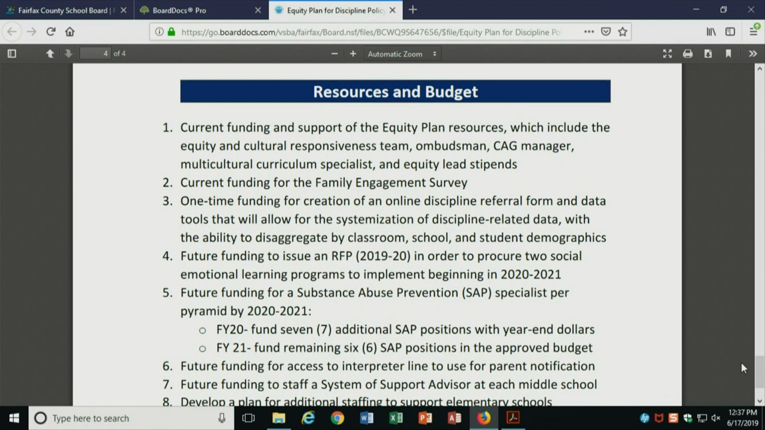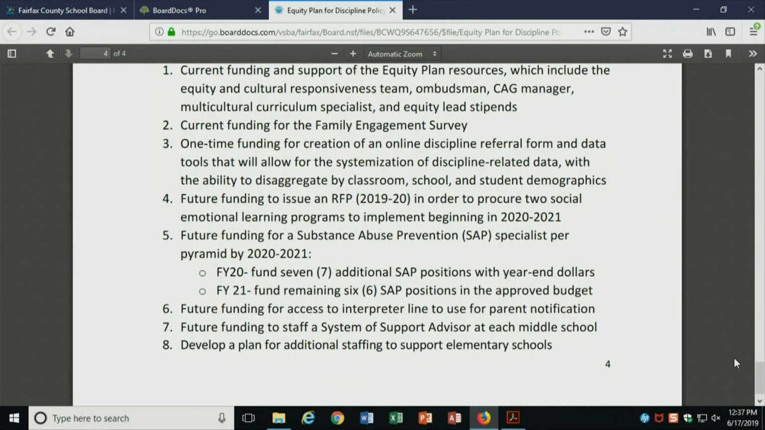Number 4, 5, 6, 7, and 8 are all considerations for the board. Not, again, as I stated at the beginning of this work session, decisions to make today, but decisions we would need to move forward with. Consideration for future funding to issue an RFP that would help us to secure 2 social emotional learning programs to implement for the following year.